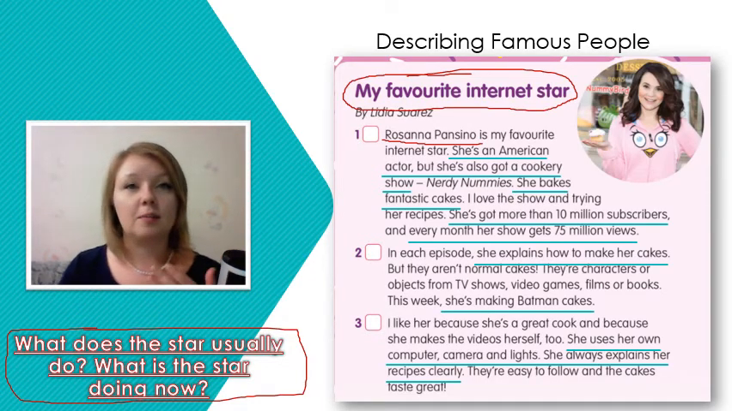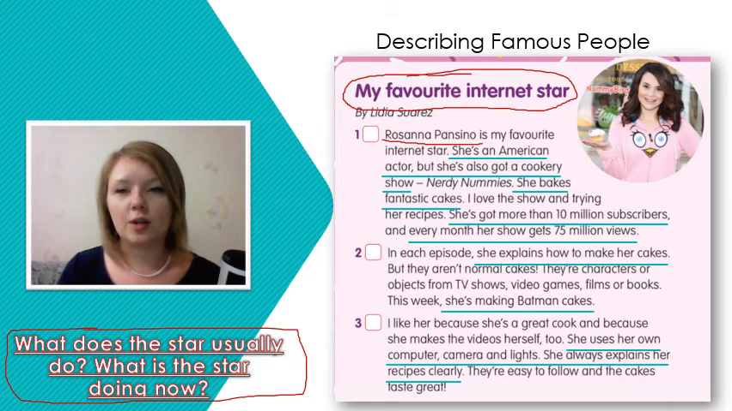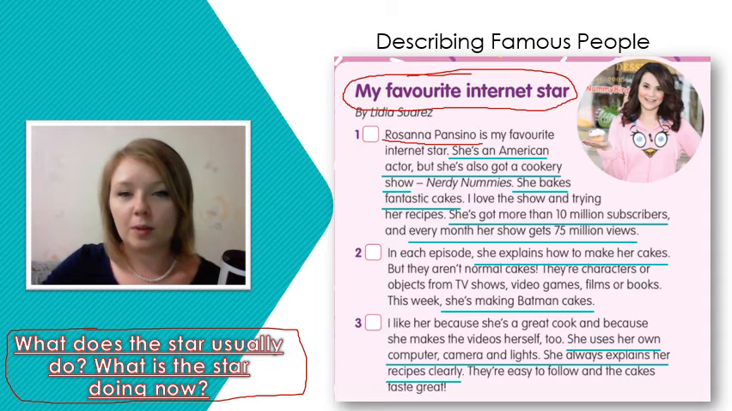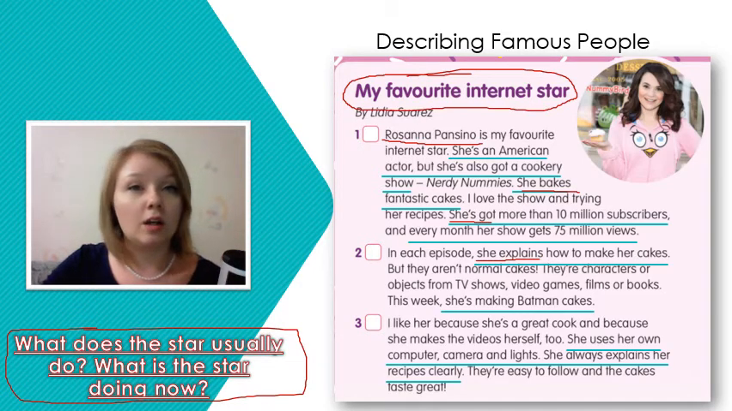So you can give some background information and you can talk about what they usually do and what they're doing now. So in this, we saw a lot of great examples of simple present and present continuous. For example, she bakes, she has got, she explains. We also saw great present continuous like she is making. So when it's your time to describe a famous person, remember to use these verb tenses.